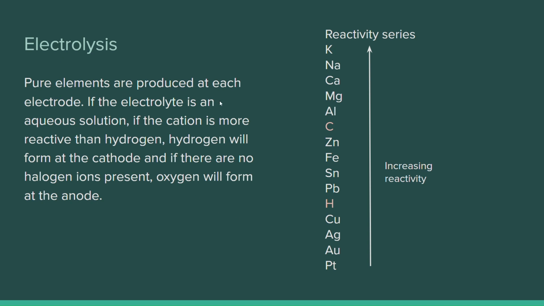So pure substances are produced at each electrode. If the electrolyte is in an aqueous solution, if the cation is more reactive than hydrogen, you've got a reactivity series up here, then hydrogen will form at the cathode because hydrogen will be displaced. And if there's no halide ions present, then oxygen will form at the anode. So the reactivity series is the order in which metals are more reactive than others. So I've got a diagram here.